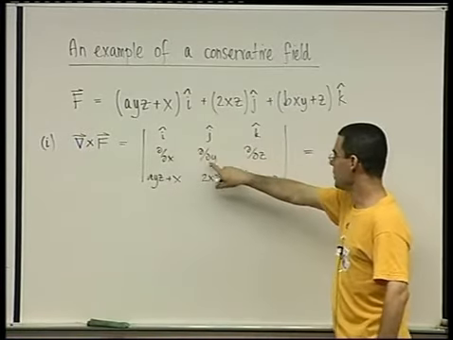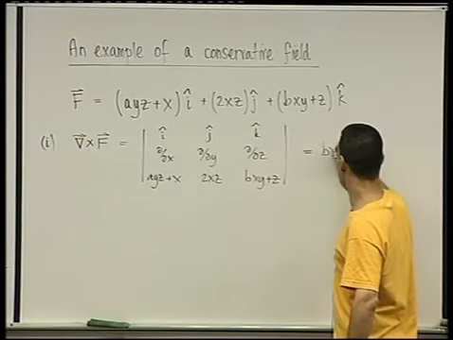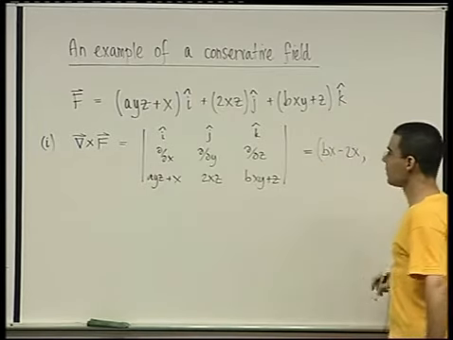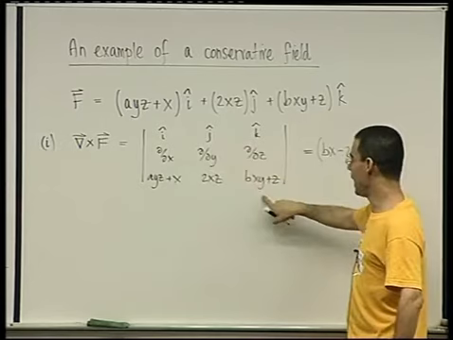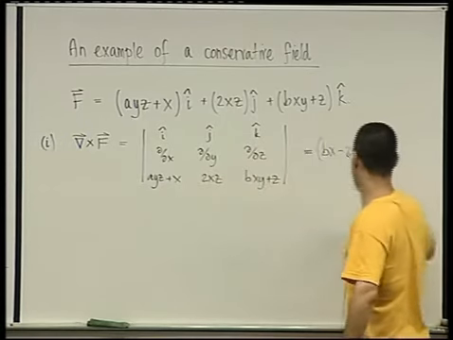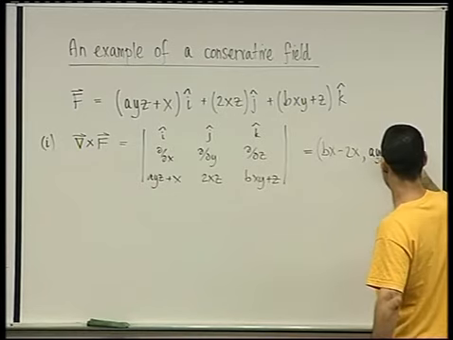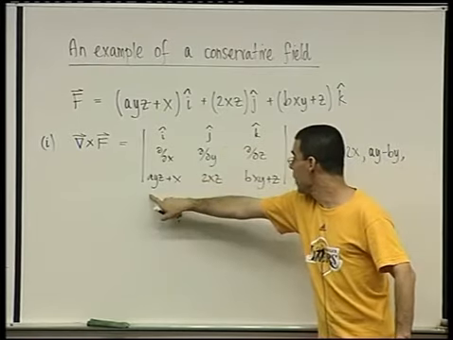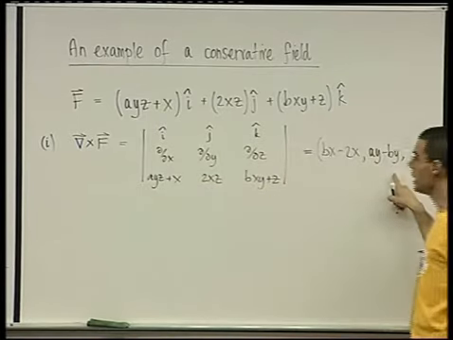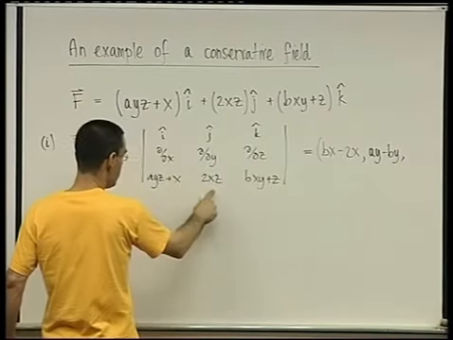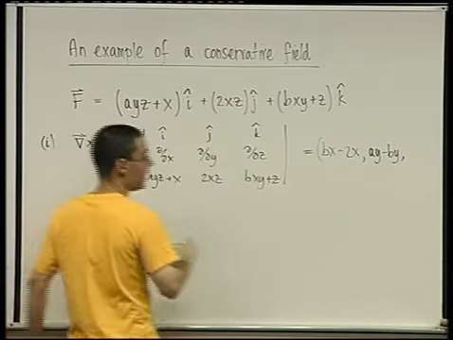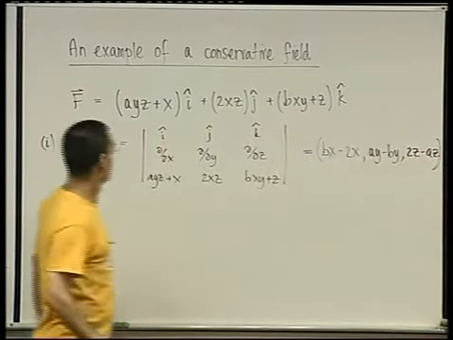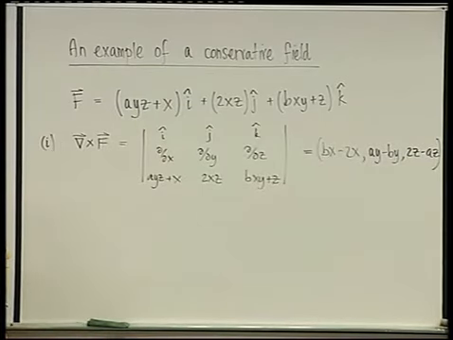So in the i direction, we have the derivative with respect to y, so it's bx minus 2x. That's the i component. In the j component, we have bx... by minus ay, and all of that with a minus sign, so let's write ay minus by. Right? By minus ay with a minus, so ay minus by. And in the k direction, we have 2z minus az. This is the curl. Good?